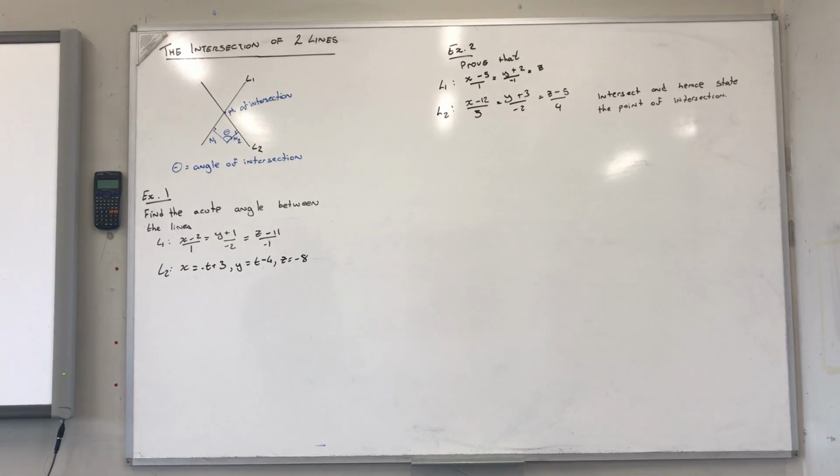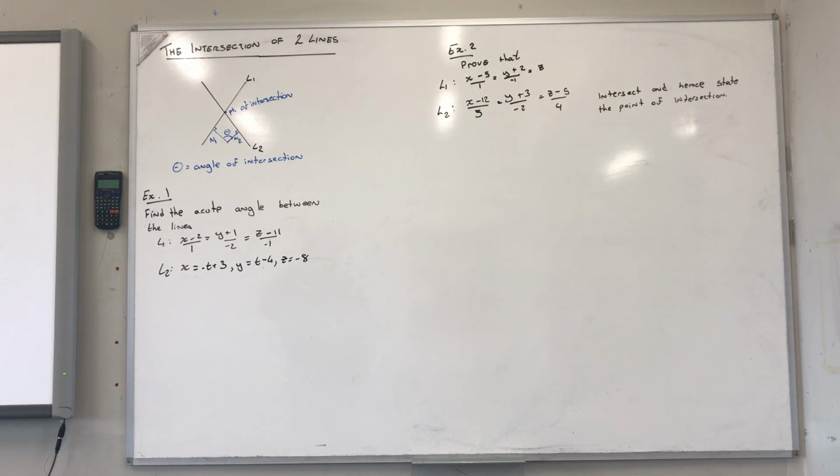Hi, so here we're going to look at the intersection of two lines in 3D space. If we've got two lines, L1 and L2, they are going to intersect at a point, which we're then going to be able to calculate and find. But also, if we wanted to find the angle at the intersection, they are going to meet at a certain angle.